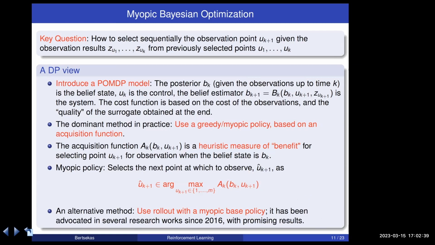Now this has been done. It has been advocated in several research works since 2016. And the results are promising, but there has not been enough testing of the idea and its variations so far. So now we're going to focus on the acquisition function and the base policy, the greedy policy.